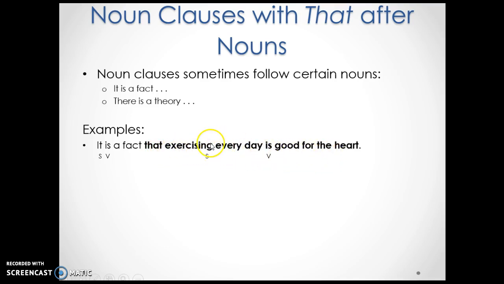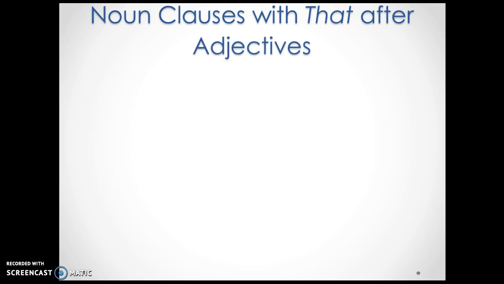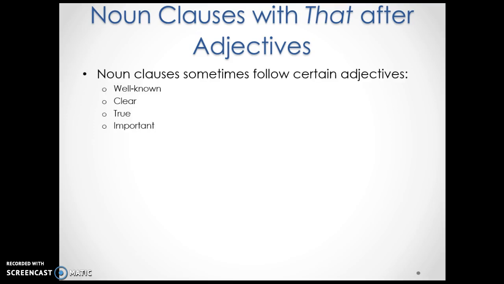So again, notice that for this noun clause, we start with that, then we have our subject, exercising, and then we have our verb, is. Here are a few more examples. We can also have adjectives that are followed with noun clauses. Here's some of the adjectives that are followed by noun clauses. Well-known, clear, true, and important.